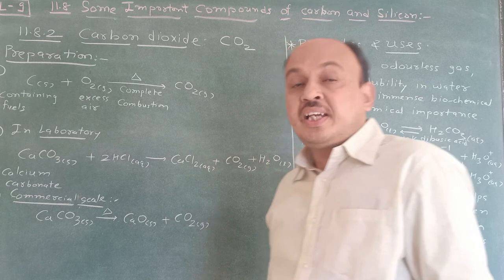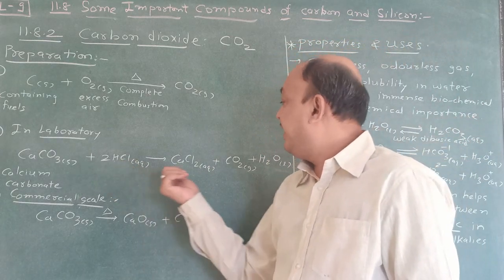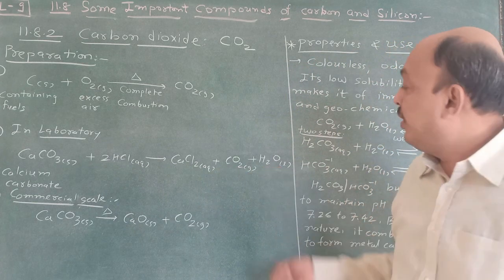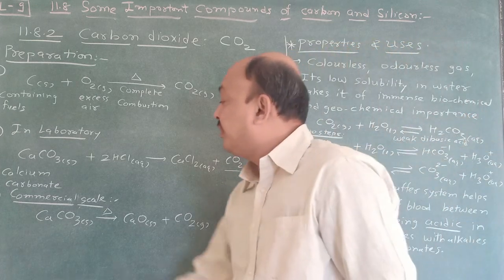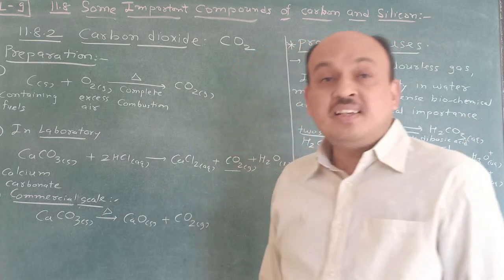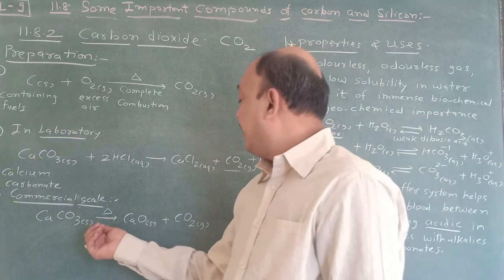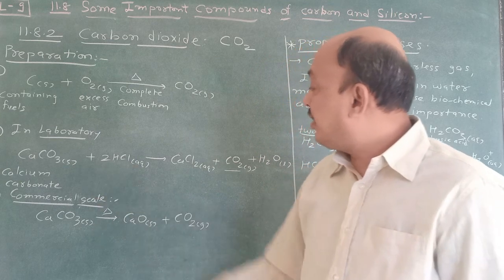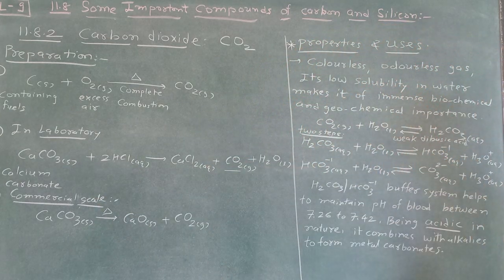In the laboratory, calcium carbonate reacts with 2 moles of hydrochloric acid to give calcium chloride, carbon dioxide gas, and a water molecule. So this CO2 gas is obtained in the laboratory. Third one, commercial scale. When we heat calcium carbonate, or limestone, it produces carbon dioxide gas. So this is a commercial scale preparation. So this is all about preparation of carbon dioxide.